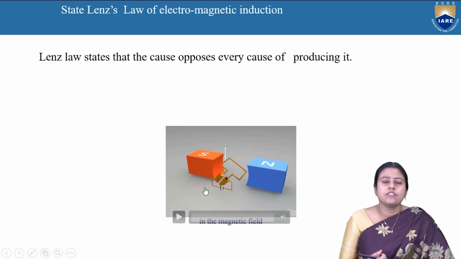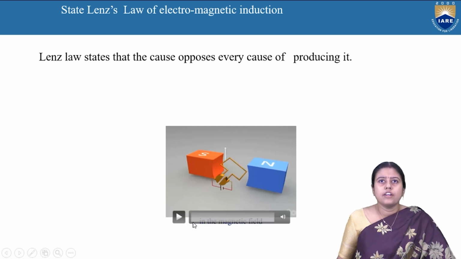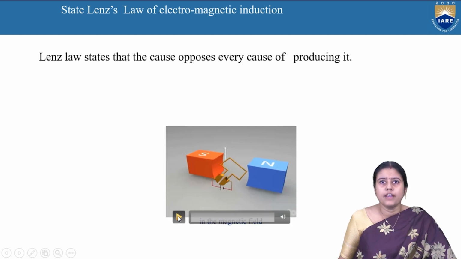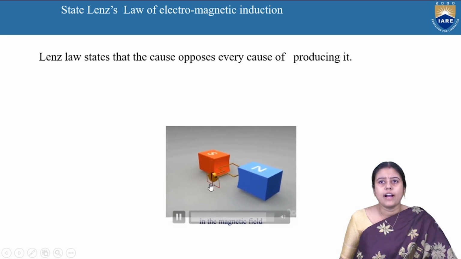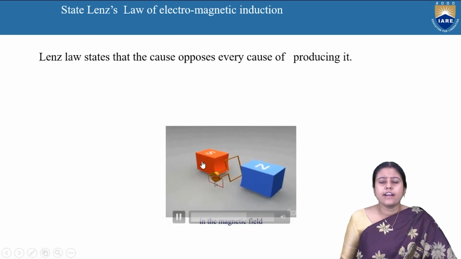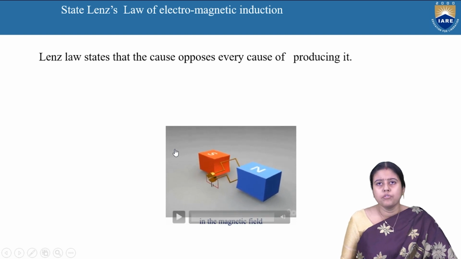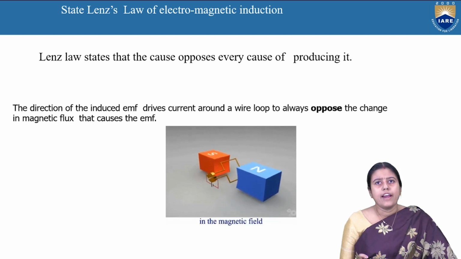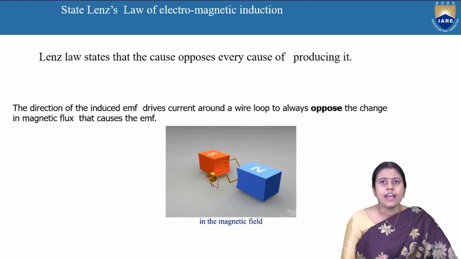Then state Lenz's law. What is Lenz's law? Lenz's law tells that the effect opposes the cause of producing it. What does this say? This is a north pole and a south pole. We are moving a current carrying conductor here, and it will create some flux, and the direction of the flux will oppose its cause. So the direction of the induced EMF drives the current around a loop to always oppose the change in magnetic flux that causes the EMF.